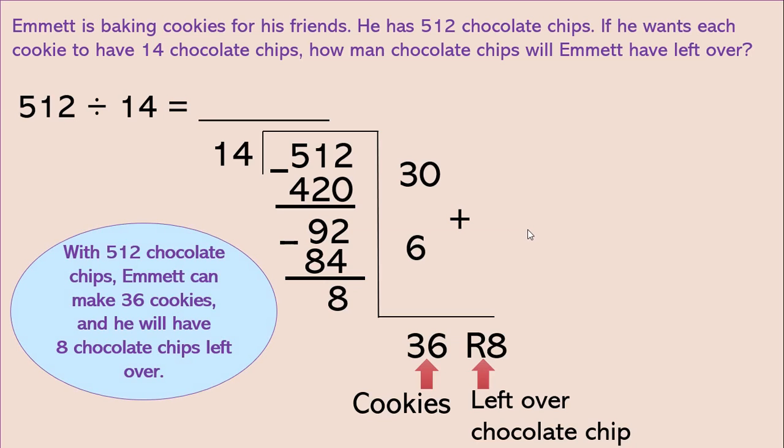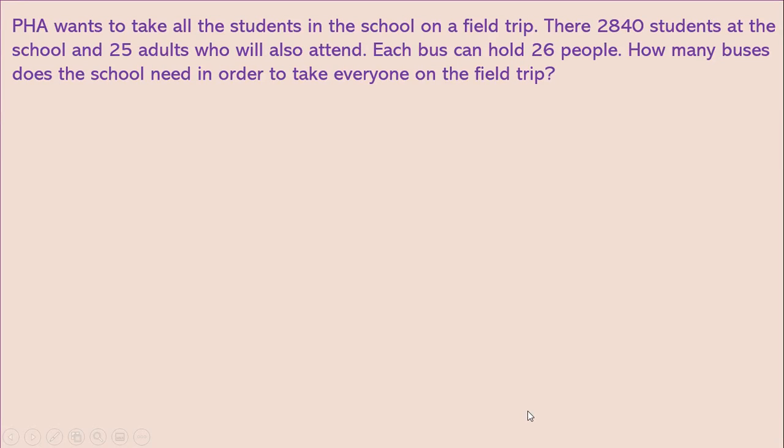So with 512 chocolate chips, Emmett can make 36 cookies and he will have 8 chocolate chips left over. All right, let's do one more word problem. PHA wants to take all the students in the school on a field trip. There are 2,840 students at the school, and 25 adults will also attend. Each bus can hold 26 people. How many buses does the school need in order to take everyone on the field trip?